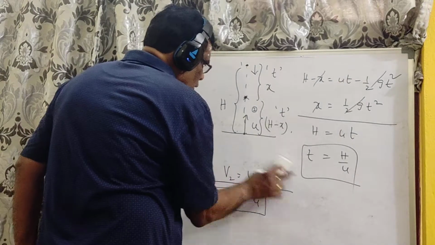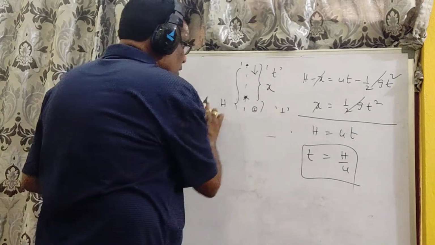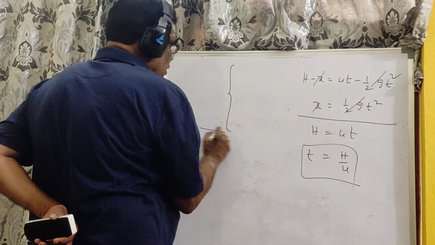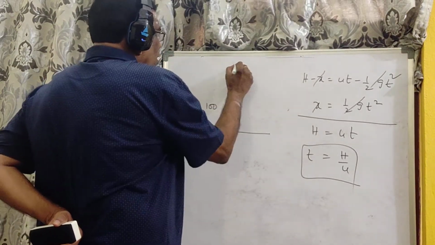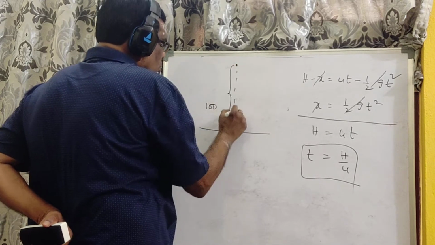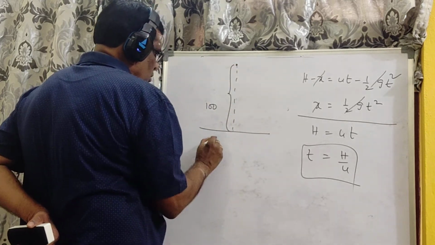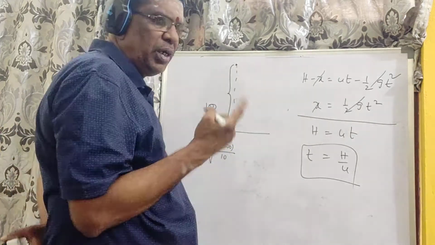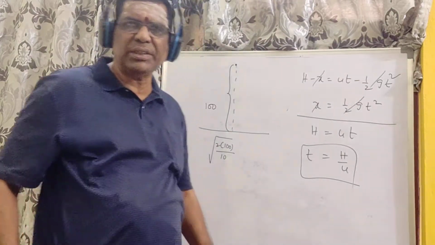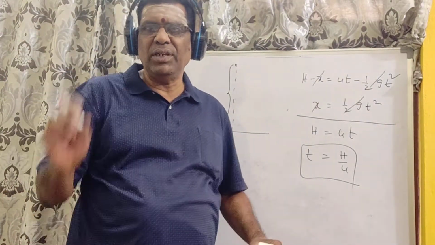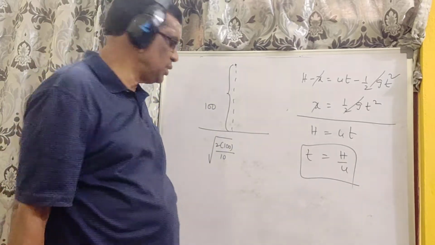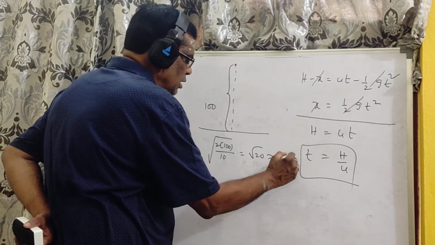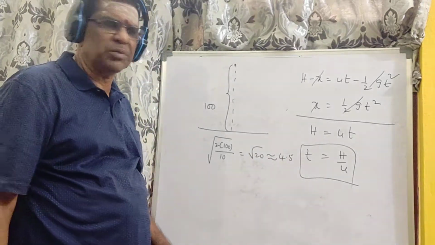Now coming back to our problem, if I take a practical example of 100 meter height, I am dropping this body. What is the time of descent for this? Under root 2h by g. For a dropped body, you look at the time of flight expression, u becomes 0, that will leave you with only under root 2h by g. That's what I'm using here. So root 20, approximately 4.5 seconds.